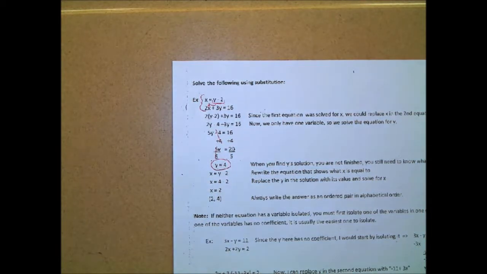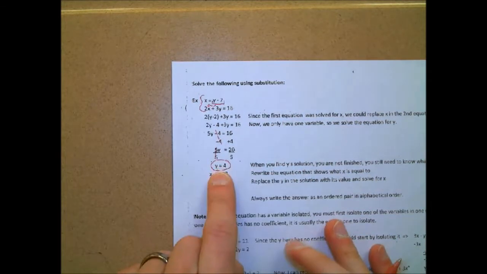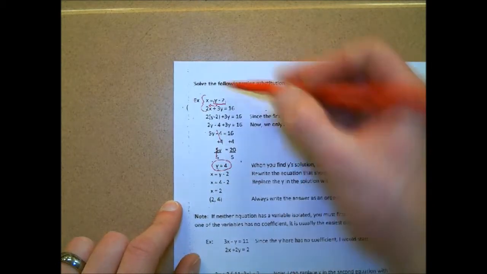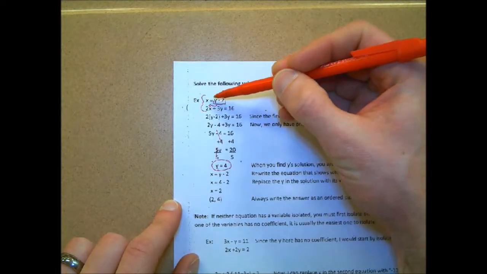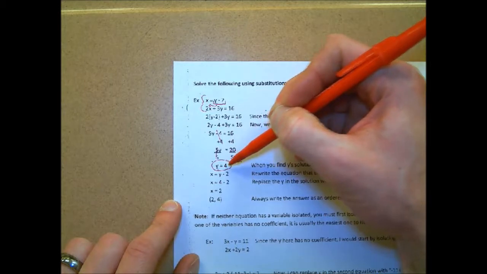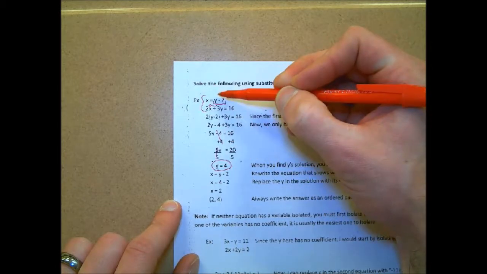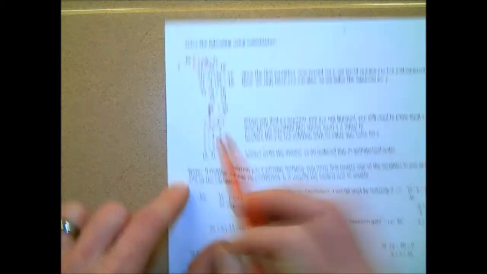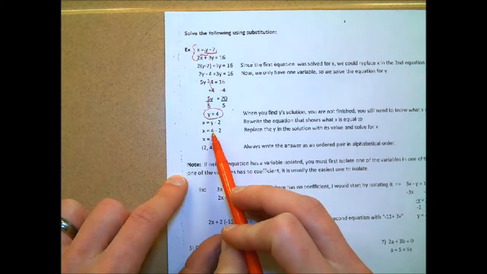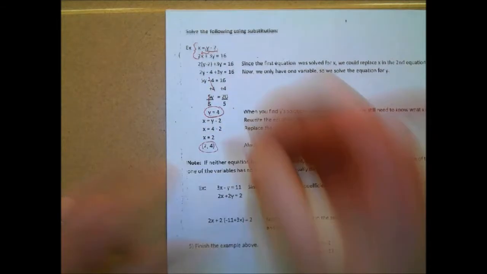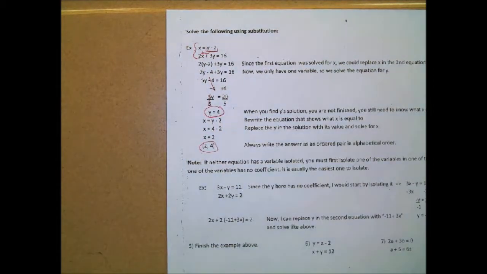Once we find that y equals 4, how can we figure out what x is? Well, let's look back up here. X is y minus 2. Well, if we know that y is 4, we can put the 4 in for the y right there. Subtract 2. See right there? Put the 4 in for the y. Subtract 2. 4 minus 2 is 2. And there's our final answer, 2, 4. X coordinate 2, y coordinate 4.